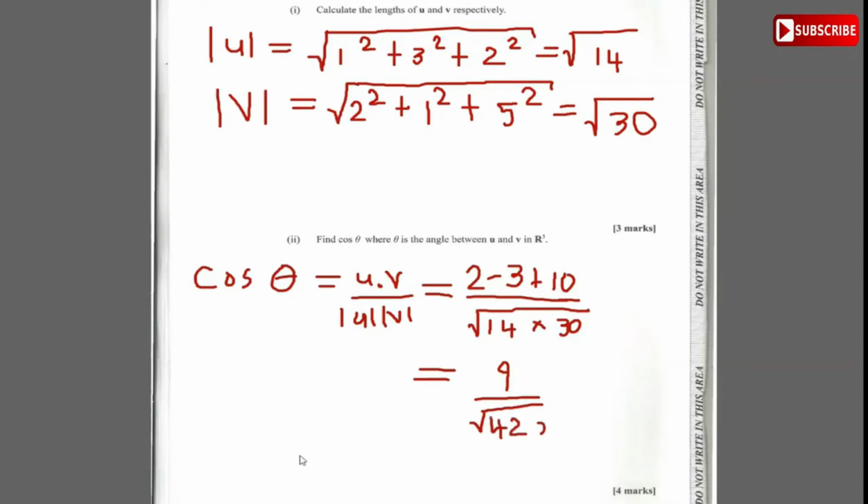That's cos theta. You can convert it to decimal if you wish: 9 divided by the square root of 420. Cos theta is 0.439. That's the value of cos theta. Nice. Good.